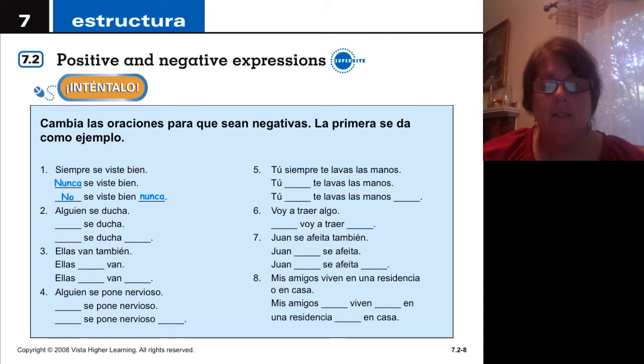Now I would like you to pause the video and write down answers that you think go in the following exercise. Cambia las oraciones para que sean negativas. La primera se da como ejemplo. Siempre se viste bien. Nunca se viste bien. No se viste bien nunca. Those are the two ways to change that sentence into the negative. So if you have alguien se ducha, what two ways can you make that sentence negative? Please do that with the remaining 7 sentences and then restart, and we have one more page with just a couple more examples for you.